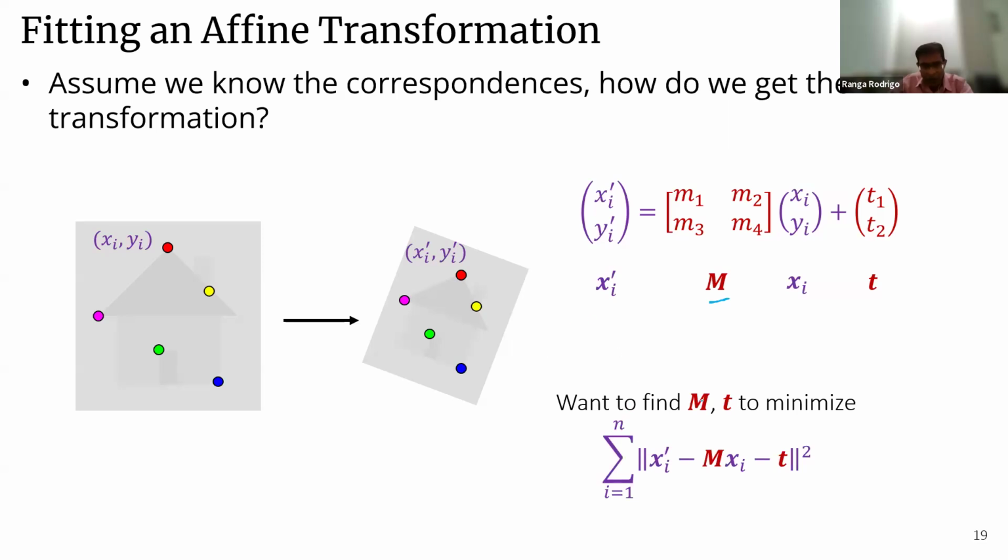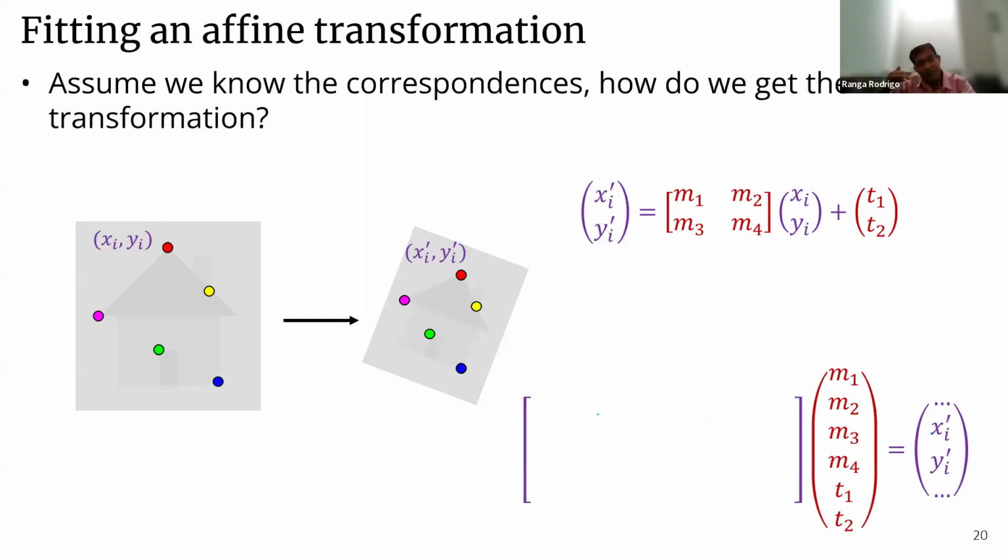Since we have to estimate these parameters, we want to find M and T to minimize this. The xi prime are the transformed points, and the x's are in the first image. So we are transforming them using this transformation parameterized by M and T. You can see this is the error, or the residual. So of course we square it and try to minimize that.